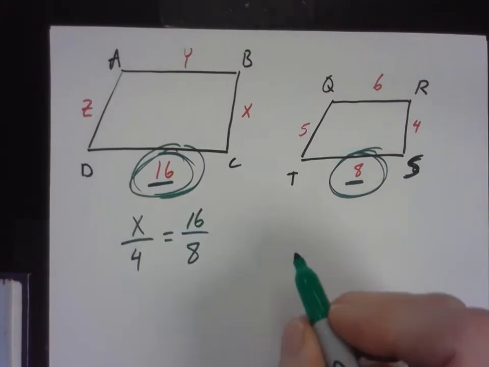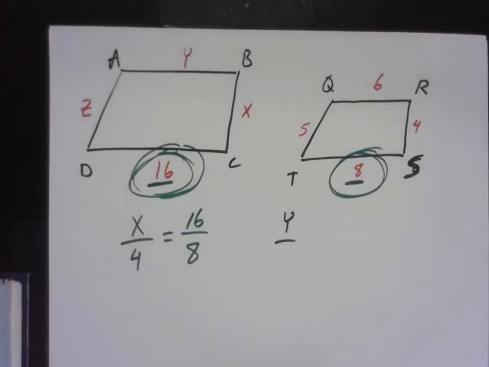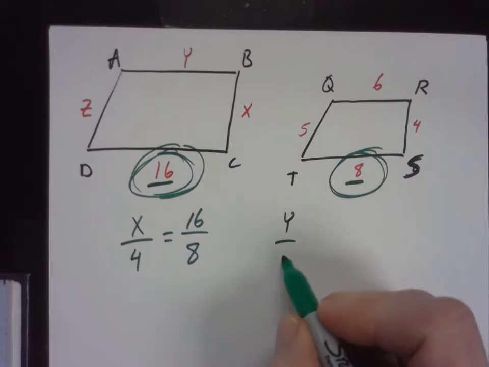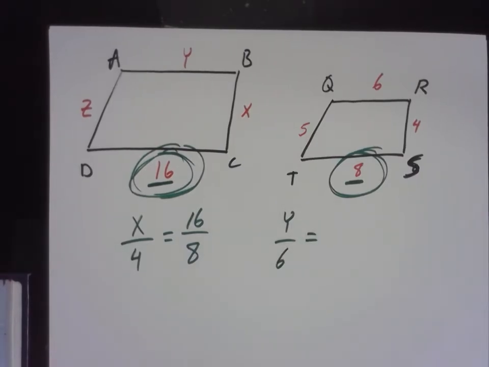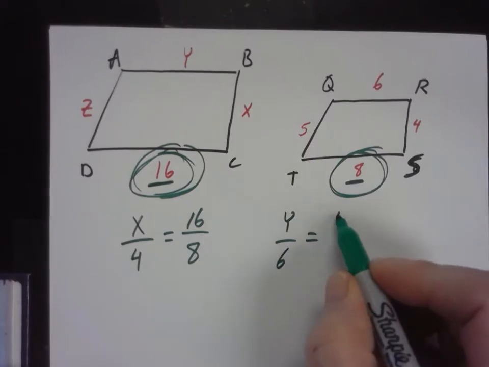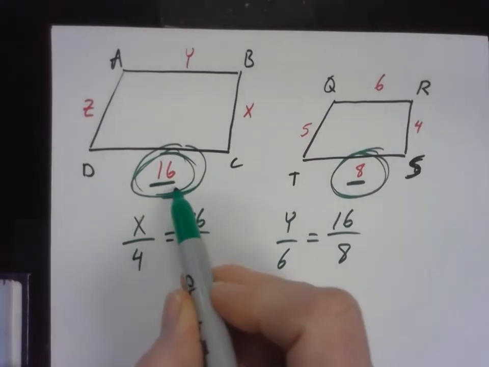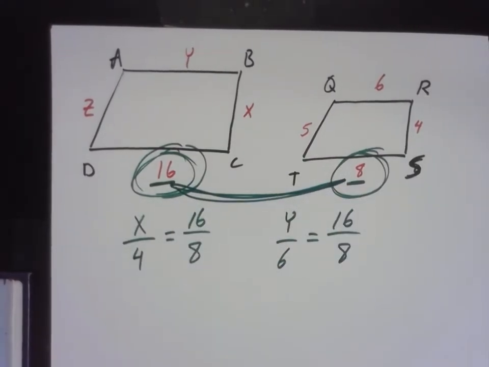What about y? Y over what? Yeah? I'm getting a couple people answering me over here. What's wrong with this half of the room? Y over what? 6? Okay. What does y over 6 have to equal? Yeah, it's still 16 over 8. See, that's still the key to our problem, is that 16 over 8.